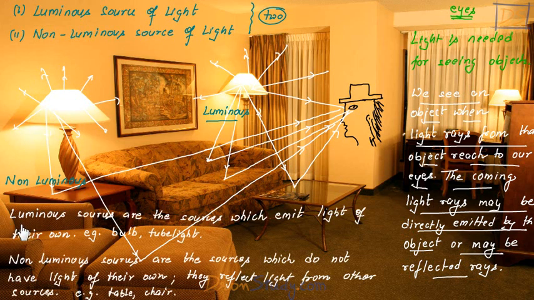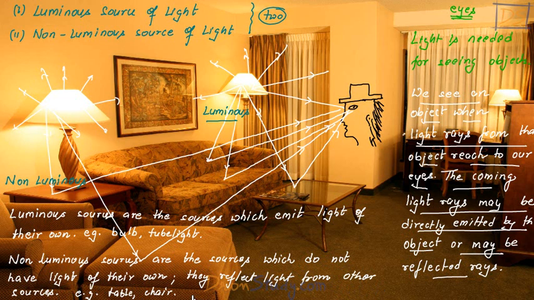So we can define luminous sources like this: luminous sources are the sources which emit light of their own, right? For example, bulb or tube lights. Non-luminous sources are the sources which do not, please pay attention on not, which do not have light of their own. They reflect light from other sources, for example table, chair, right students?